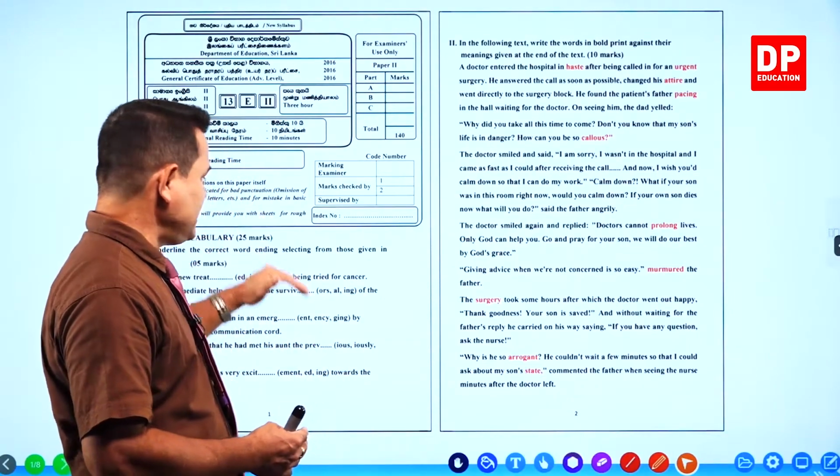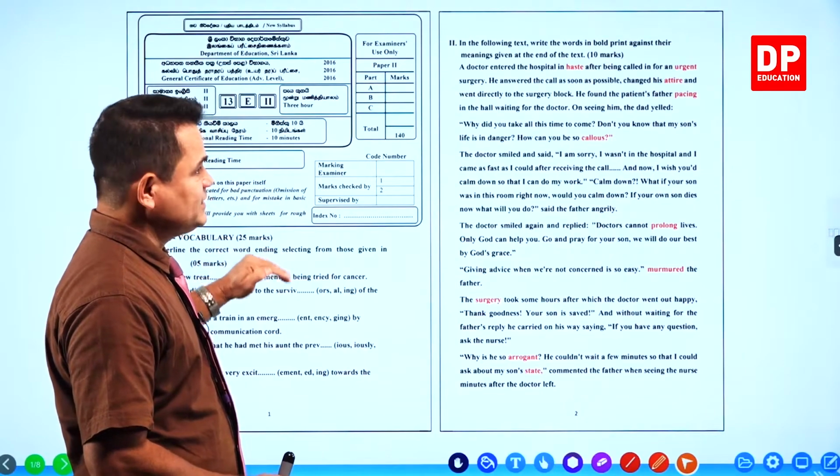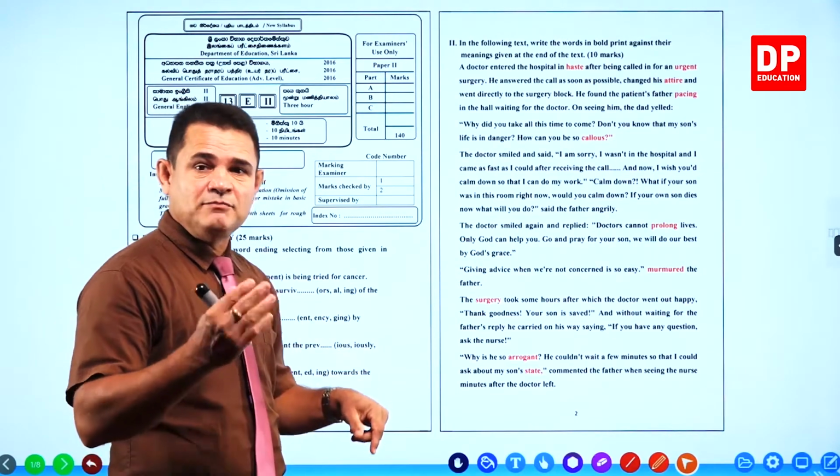So part A comes in that vocabulary, right? So that means testing your word power.